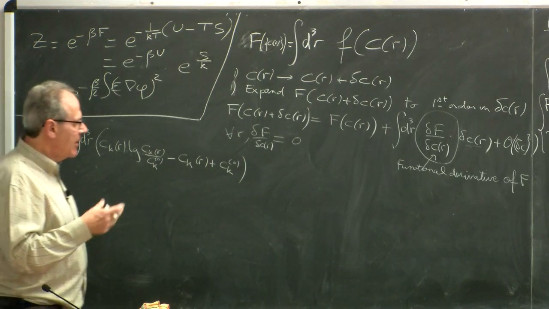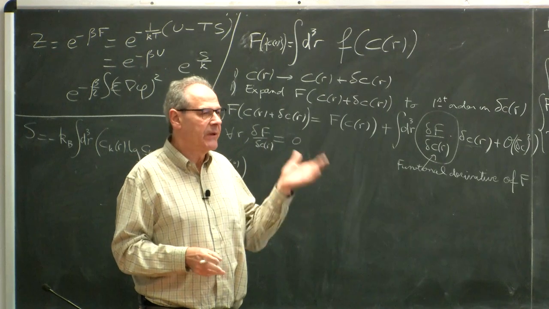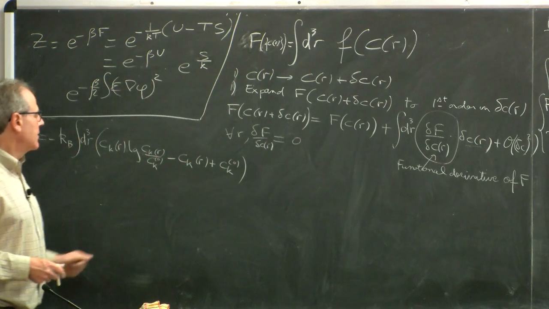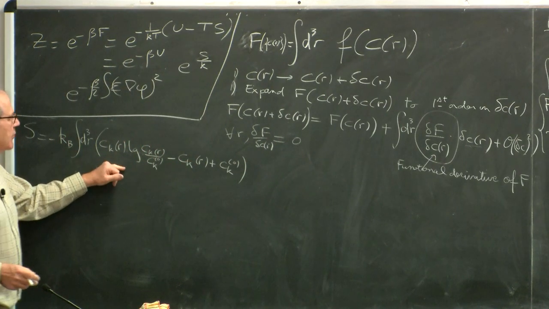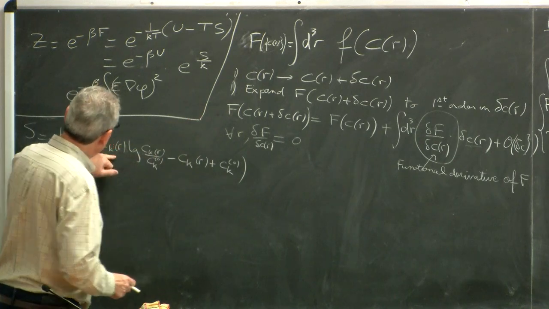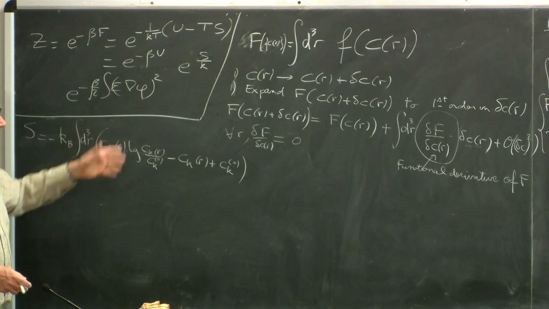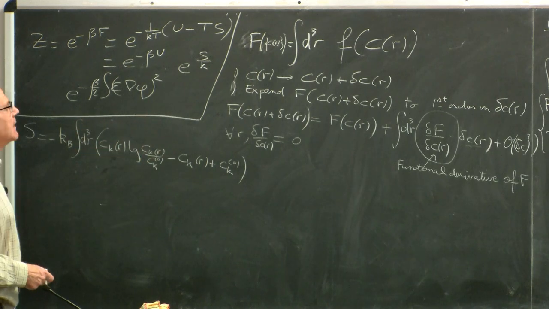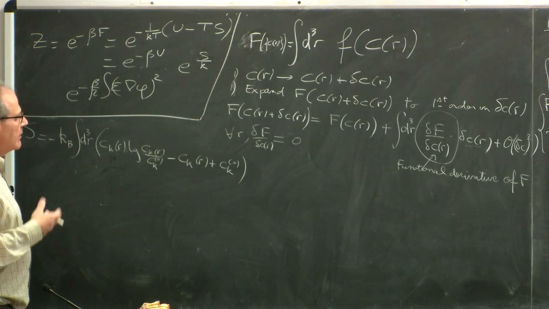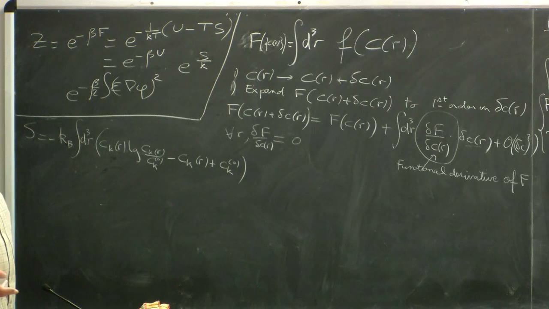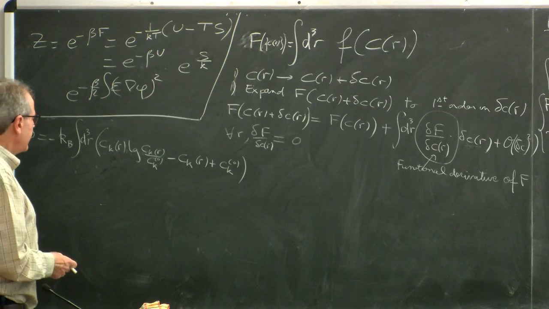Now I will give you a rule, because you can do the expansion. What I suggest is you just do this: you replace ck(r) by ck(r) plus delta ck, you subtract, etc. You expand to first order. So I will give you a rule to do it very fast without any difficulty.